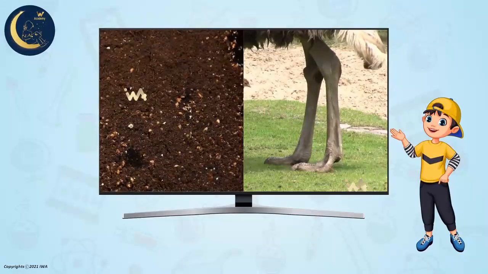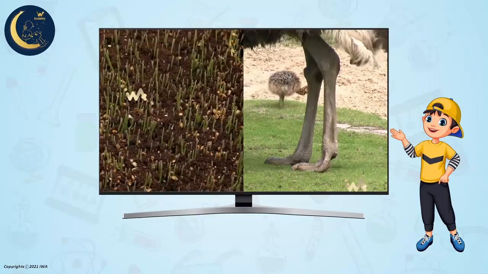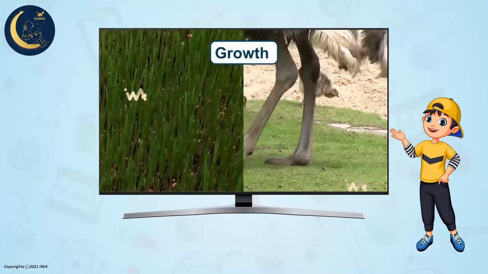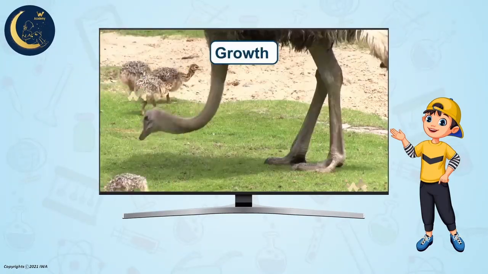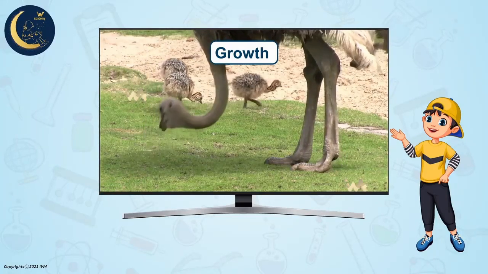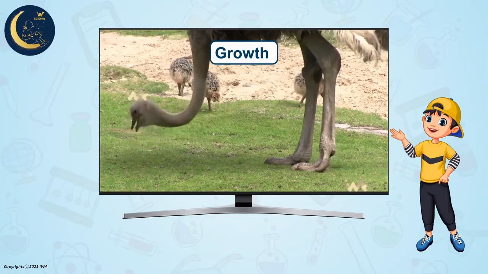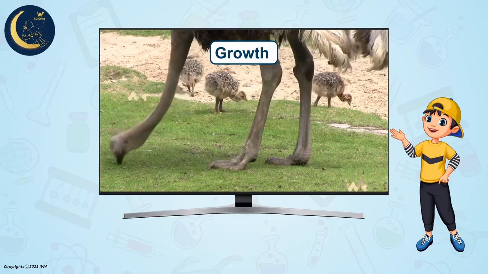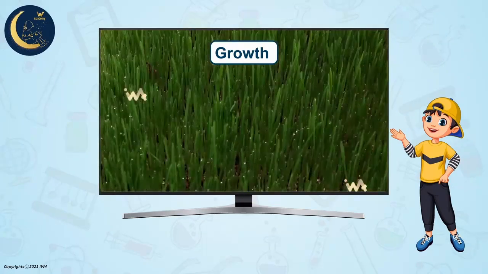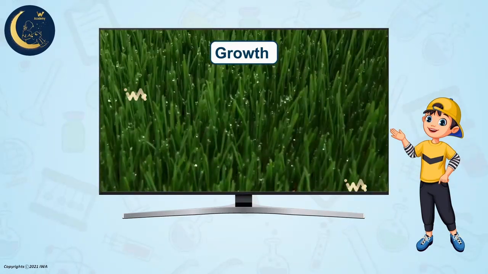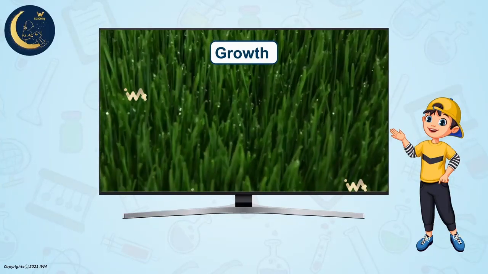Another shared property of living organisms is growth. Animals grow and get bigger and taller. As we can see, the baby ostrich grows and gets bigger and taller so it can become an adult ostrich. Look, and likewise, plants, they grow and get bigger and taller.